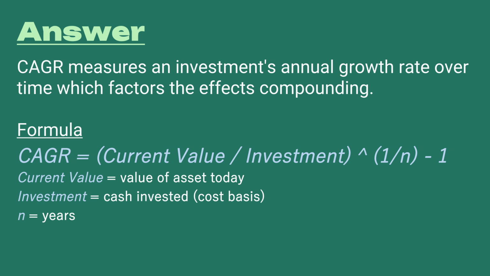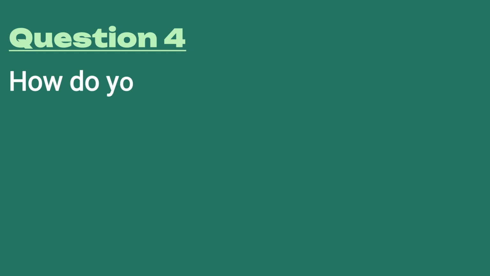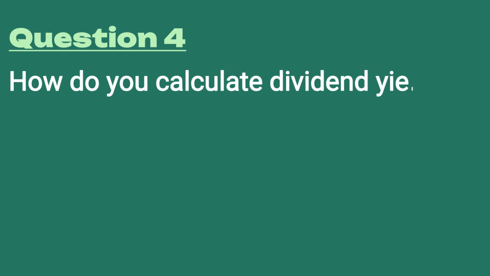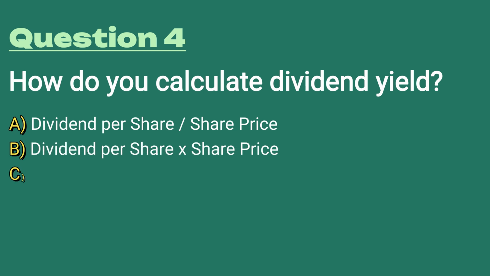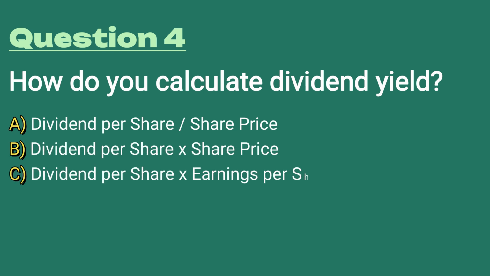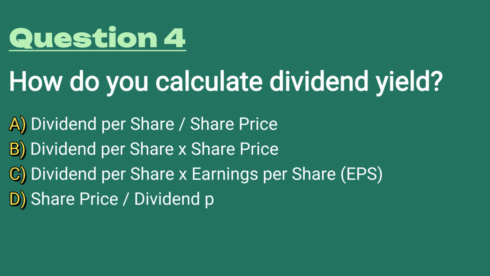Question number 4, how do you calculate dividend yield? A, dividend per share divided by share price. B, dividend per share times share price. C, dividend per share times earnings per share. D, share price divided by dividend per share.